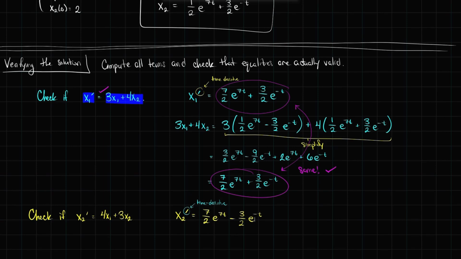We also can go ahead and compute 4 copies of x1 plus 3 copies of x2. Well, x1, it's not on the screen right now, but there it is also on the screen. So we're going to do 4 copies of 1/2 e to the 7t minus 3/2 e to the negative t. We're going to add 3 copies of x2, which is 1/2 e to the 7t plus 3/2 e to the negative t.